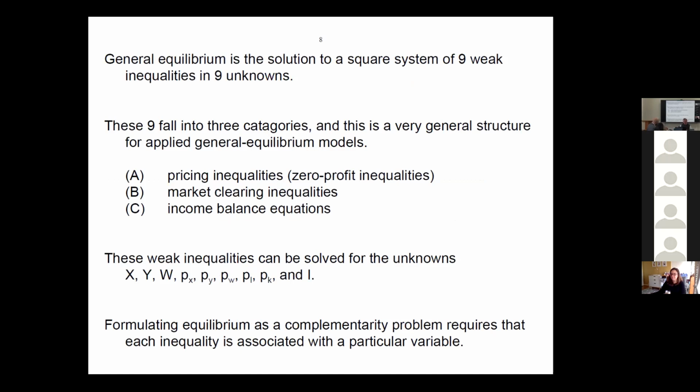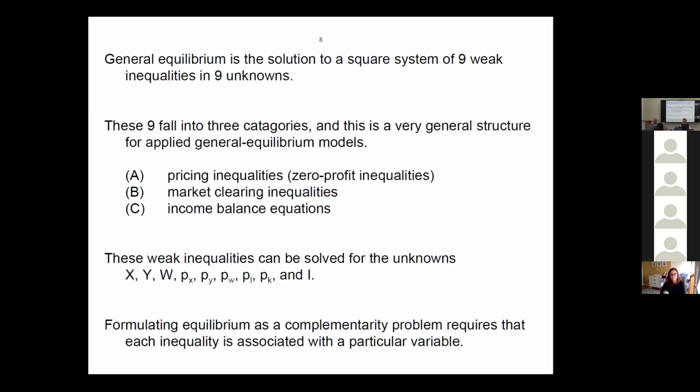So the general equilibrium is going to be a solution to a square system of 9 weak inequalities and 9 unknowns. And this is something that's very generalizable to very, very large models. These 9 inequalities fall into 3 categories. And there's a 4th that we'll get into later, which is called auxiliary equations, like markup equations or things like that. First of all, there are these pricing inequalities, zero profit inequalities, but it applies also with imperfect competition markups.